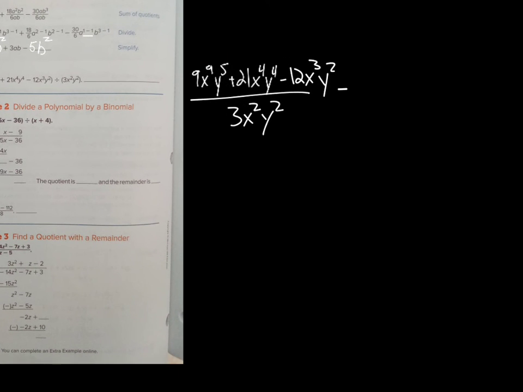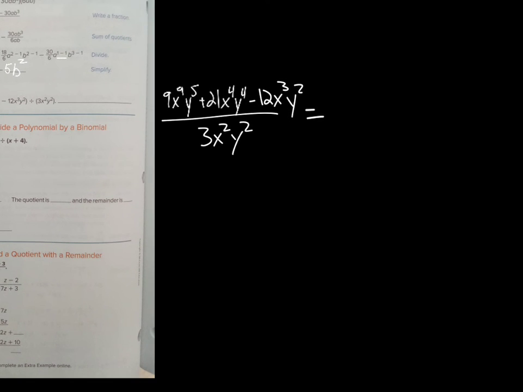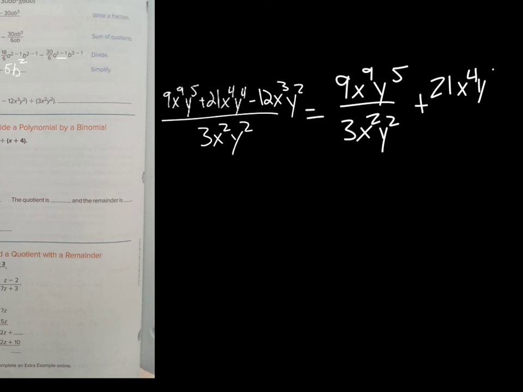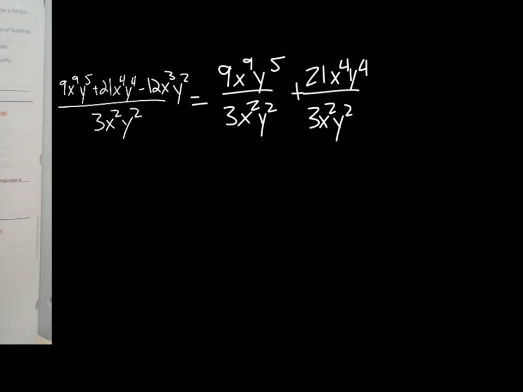So we're going to break this up into 3 fractions, right? The denominator is going to stay the same in all of those fractions. So it's going to be 9x to the 9th, y to the 5th, over 3x squared y squared, plus 21x to the 4th, y to the 4th, over 3x squared y squared, minus 12x cubed y squared over 3x squared y squared.